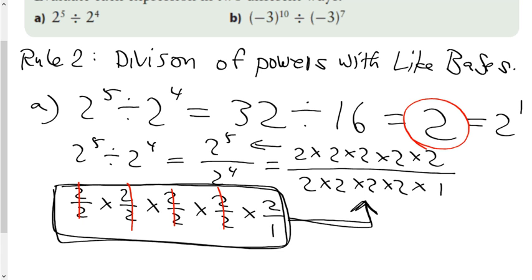Okay? Now, I know this is kind of complex. This is the most difficult one to show the why behind. But once you write it out and you see it, you're like, okay, this makes sense. I get why this works. It gives me the same answer as 2.